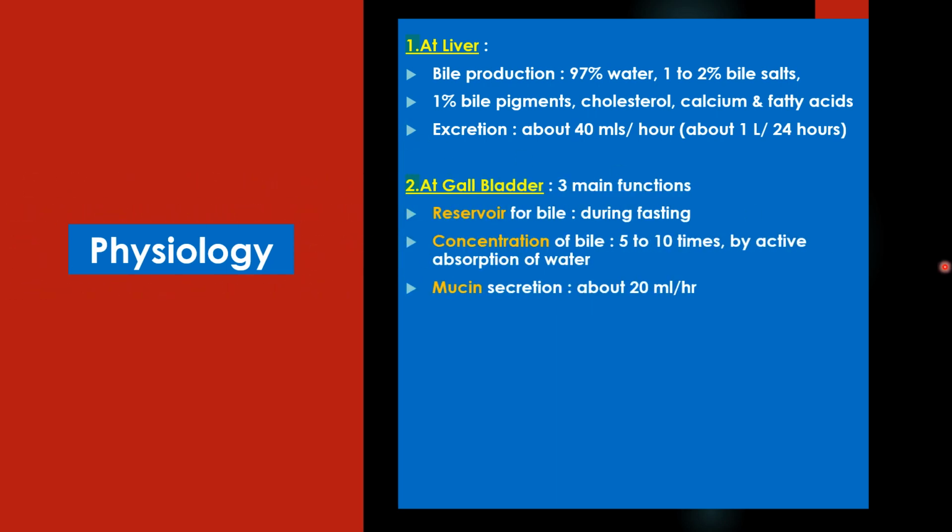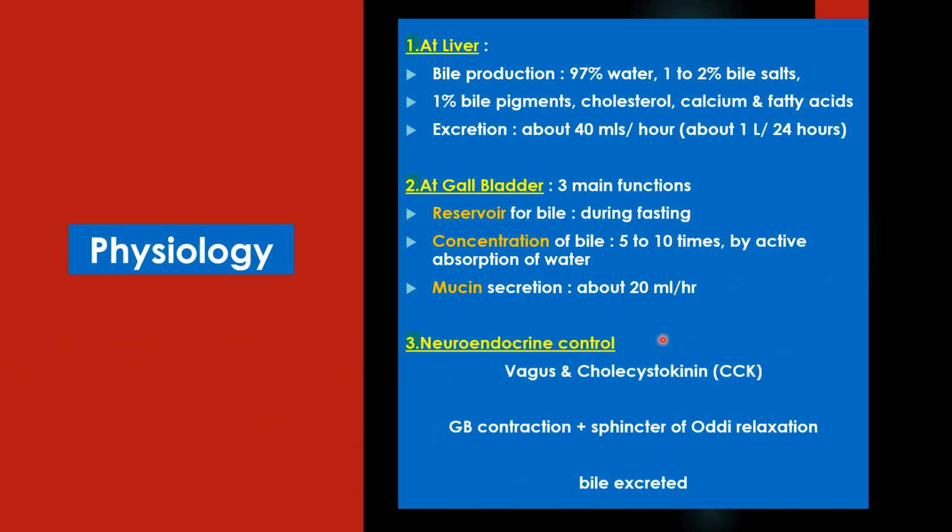Okay. At the gallbladder, three main functions take place. The gallbladder acts as a reservoir for bile, storage of bile during fasting when the bile is not required. The concentration of bile is another function of the gallbladder. It concentrates the bile to as high as 5 to 10 times by active reabsorption of the water. And it also produces mucin at around 20 mL per hour to lubricate the gallbladder.